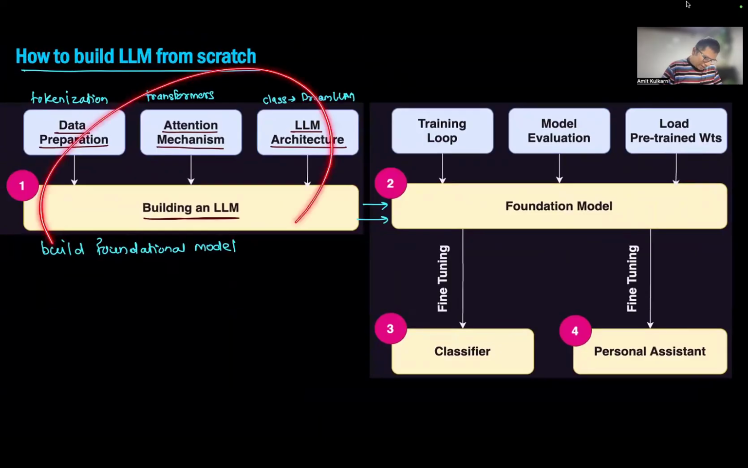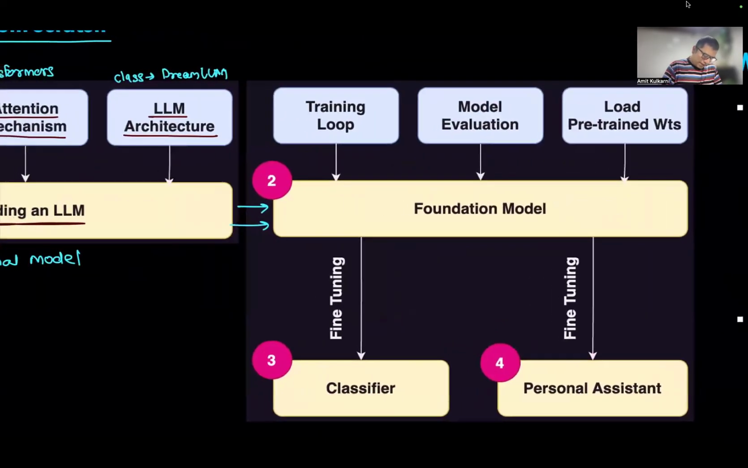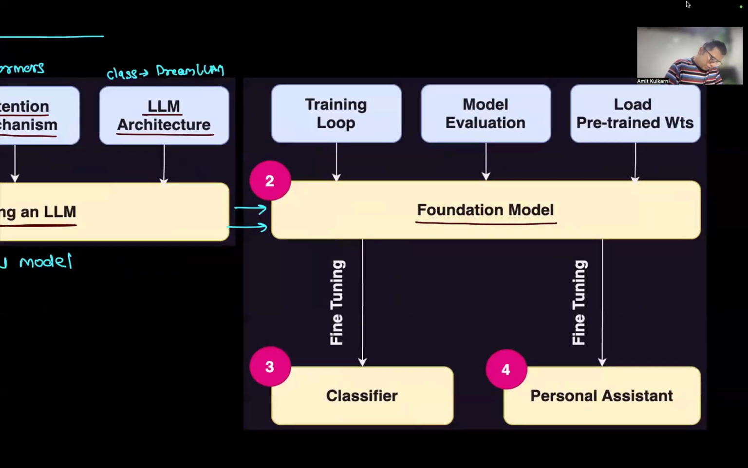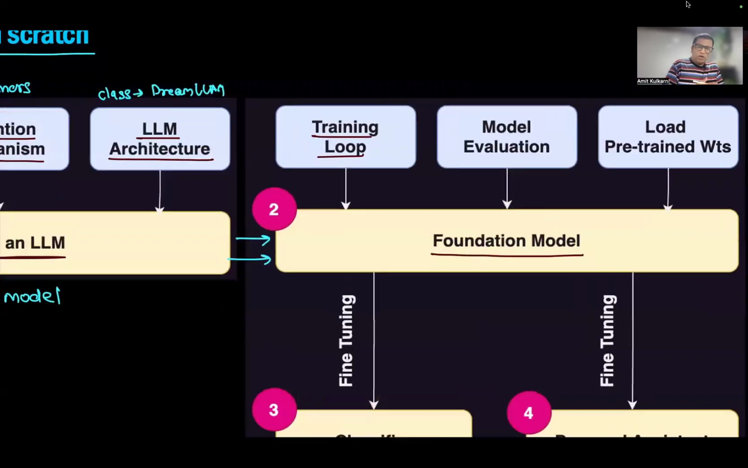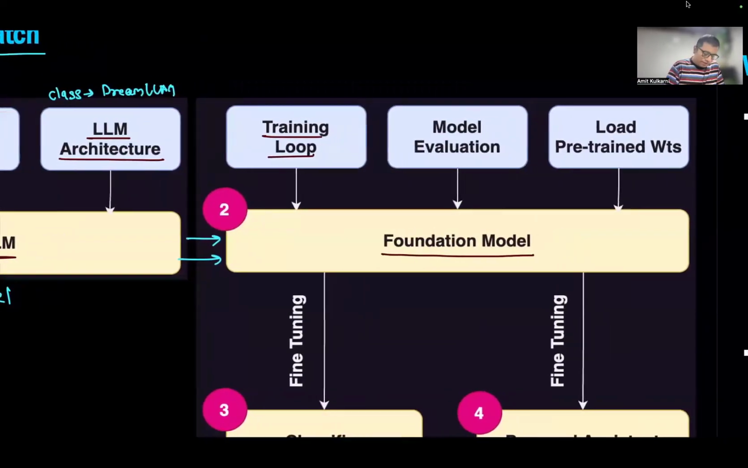Once my architecture is in place, I can go for the second phase, where we can use this foundational model and start training on the data. So this is like a training loop. When I say training loop, here I will use all the optimizers and cost functions and so on. So this is where we're going to train the model.